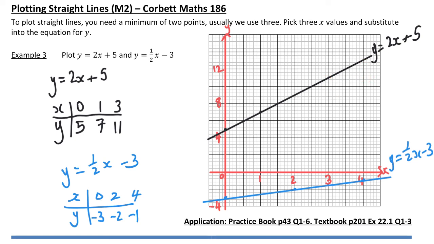Across another unit up to 13. Similarly for the blue line, the gradient was a half, so we go across a unit and up a half, across another unit and up a half, or across 2 units and up 1, across 2 units and up 1, as we would expect.